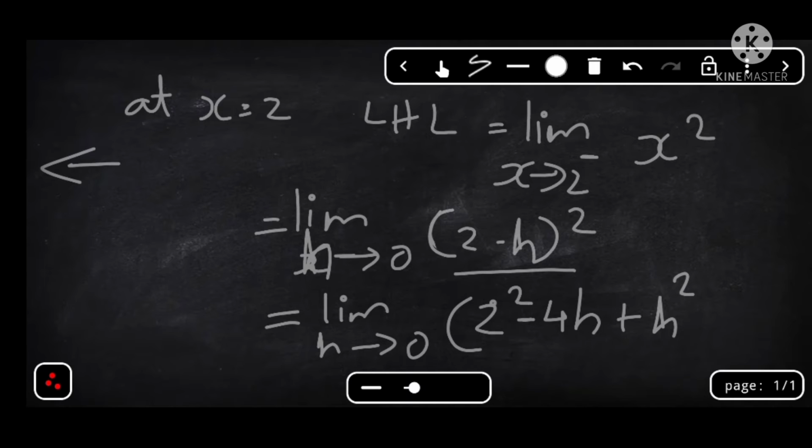So if we put 0 in this function, this term is going to be 0, only this will be left. So this value is going to be 4. Clear? How to get this value? Same thing we did for the problem before. Now this is our LHL, so that is 4.